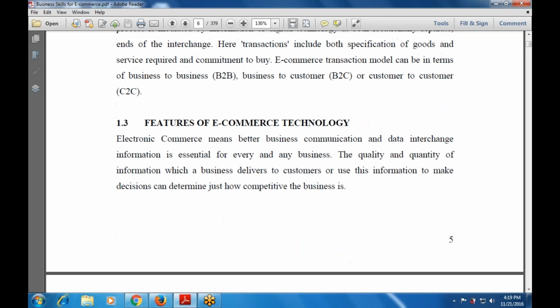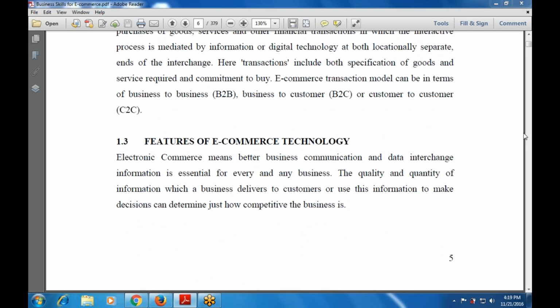Now, what are the various features of the e-commerce strategy? Let's see the various features of e-commerce technology. Features in the sense of why we are using e-commerce, what characteristics make us use it generally. First of all, it means better communication and data interchange, and that information is essential for each and every business.